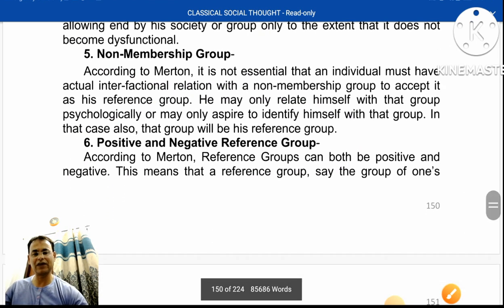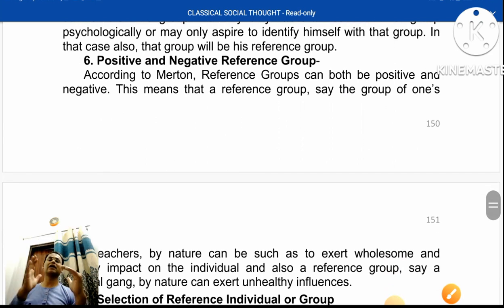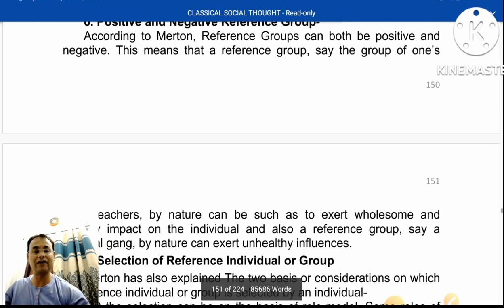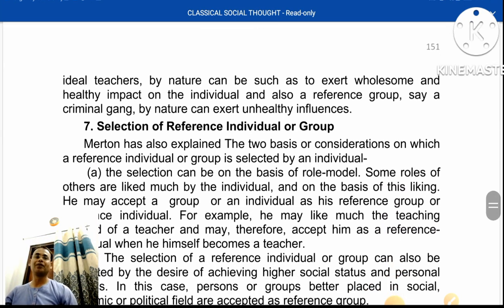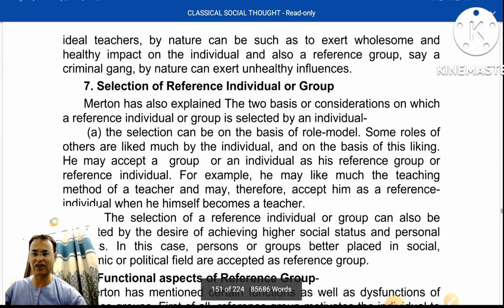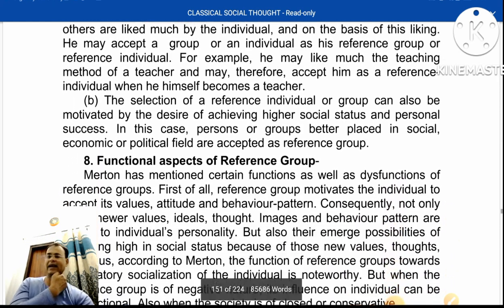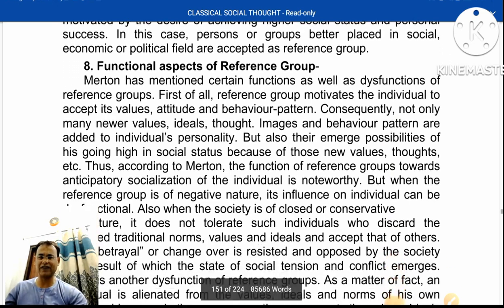If you are watching a group and you want to become a member of that group, that is your positive reference group. If you want to go away from a group that is lower than your status, that is your negative reference group. Then there is the selection of reference individual or group, and the functional aspect of reference group.